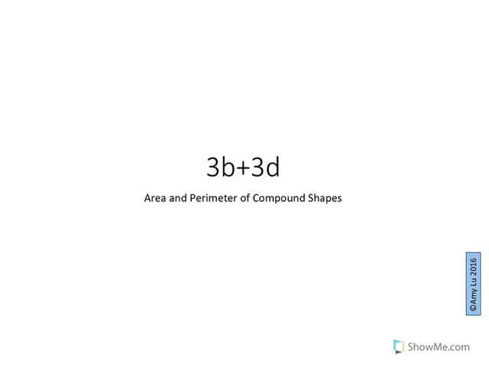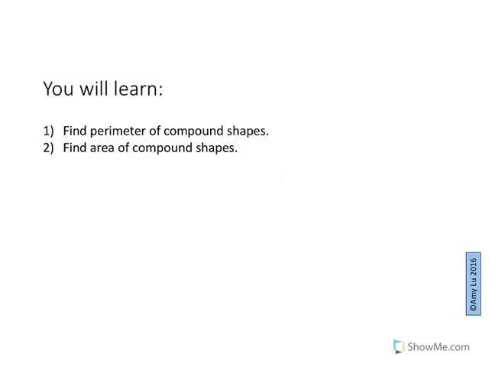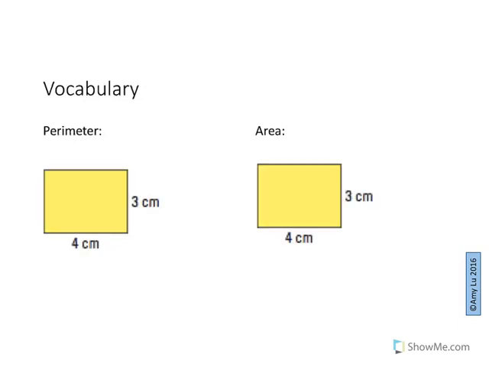This chapter is a combination of 3B and 3D. You'll be learning about area and perimeter of compound shapes. So first we'll learn to go over the perimeter of a compound shape and then the area. So this is what you need to know.